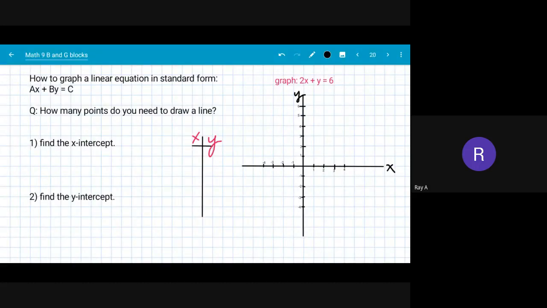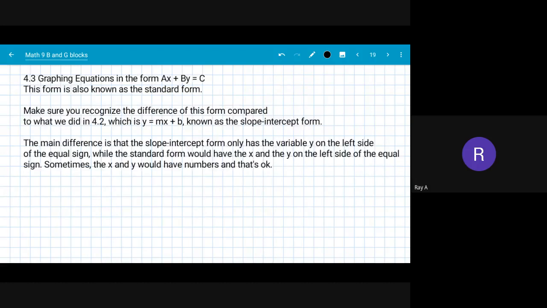Okay, so we are doing 4.3, graphing equations in the form ax plus by is equal to c. So this form is also known as the standard form. So the standard form is when you have your variables on the left side of the equal sign and a number on the right side of the equal sign.